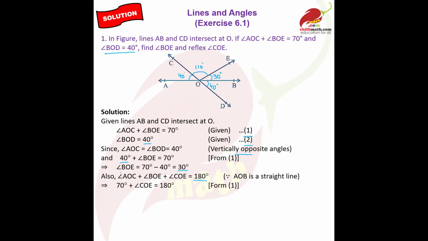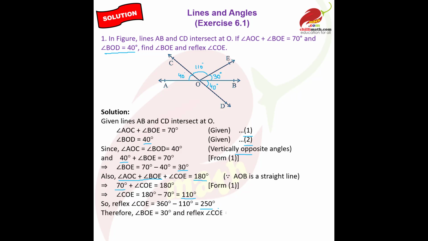So same we are putting here. AOC plus BOE are given 70. So we can find COE, which is equal to 110 degree. So reflex of angle COE is equal to 360 minus 110, that is 250 degree. So therefore we had to find this angle BOE, which is now 30 degree, and reflex angle of COE is equal to 250 degree.